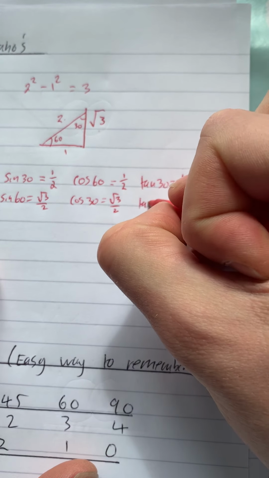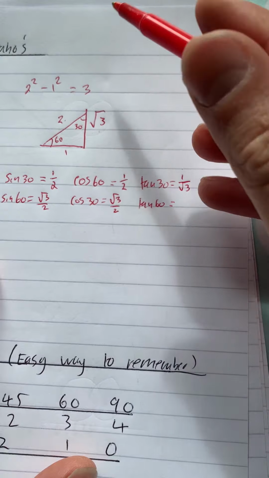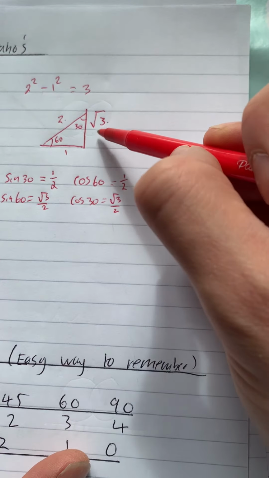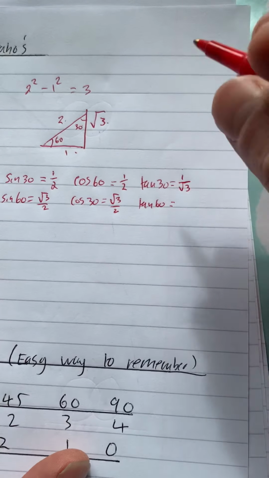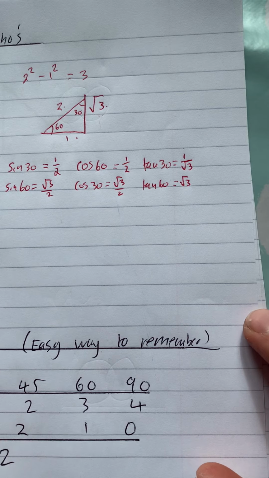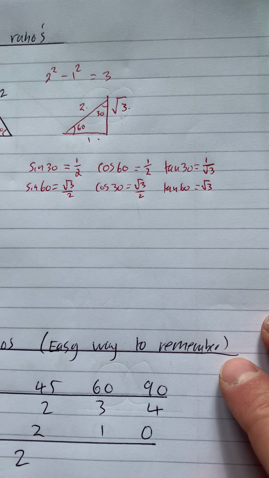And if I wanted tan 60, it would be the opposite over the adjacent. So it'd be root 3 over 1, which we can just write as root 3. Now that does your angles of 30 and 60.